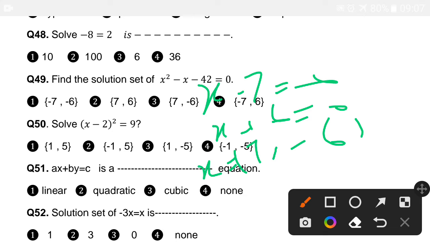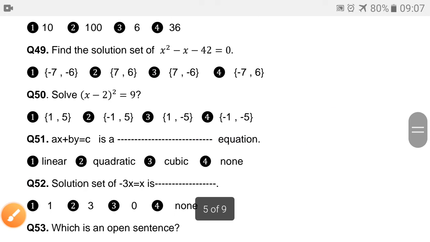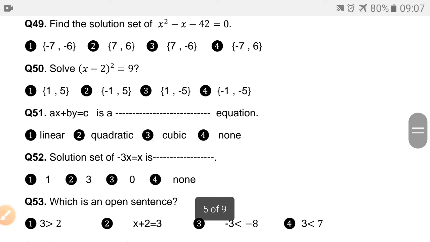So the required answer is 7, minus 6, which is option number 3. So this is the required solution for the given quadratic equation.